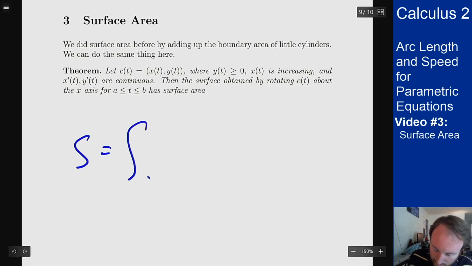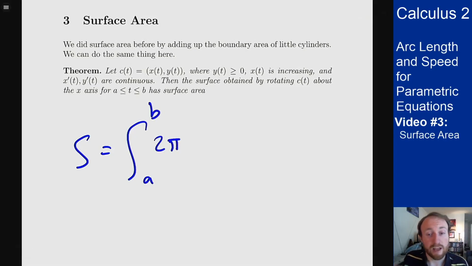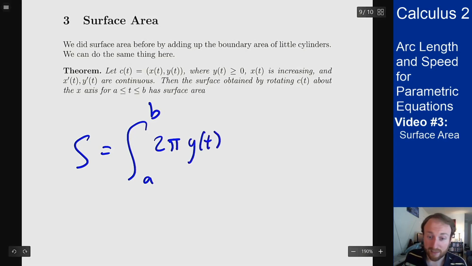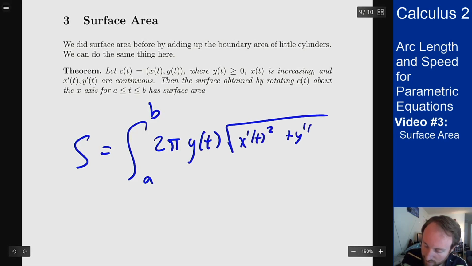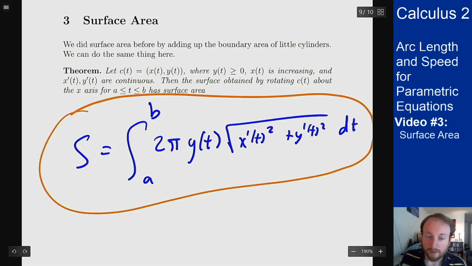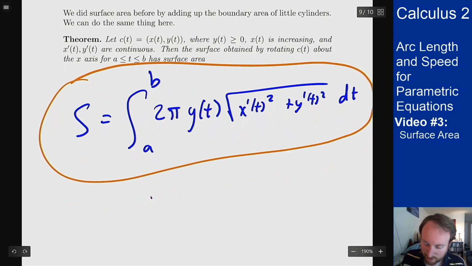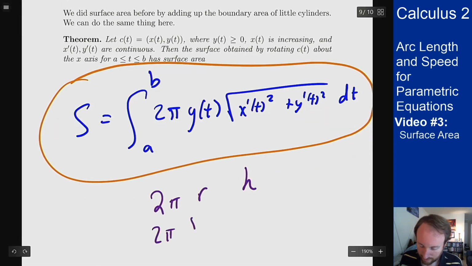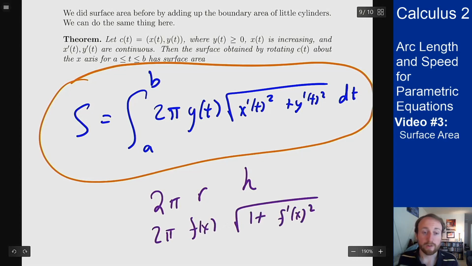the integral from a up to b, 2 pi, the radius, which was my function f of x before, but now it's the height, so it's y of t. And then the length, which stays the same, square root of x prime of t squared plus y prime of t squared, dt. And you would think about this in the same way. This is again 2 pi r times h, or 2 pi f of x root 1 plus f prime squared, which were the functions we had before when we were doing it for functions, but now we just have to convert the notation into parametric equations.